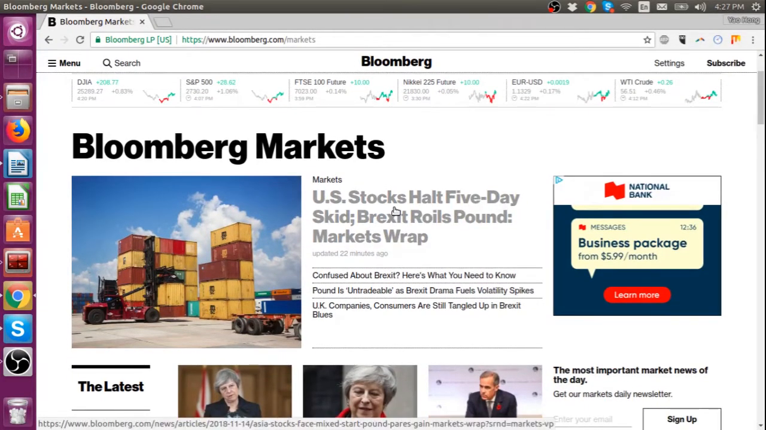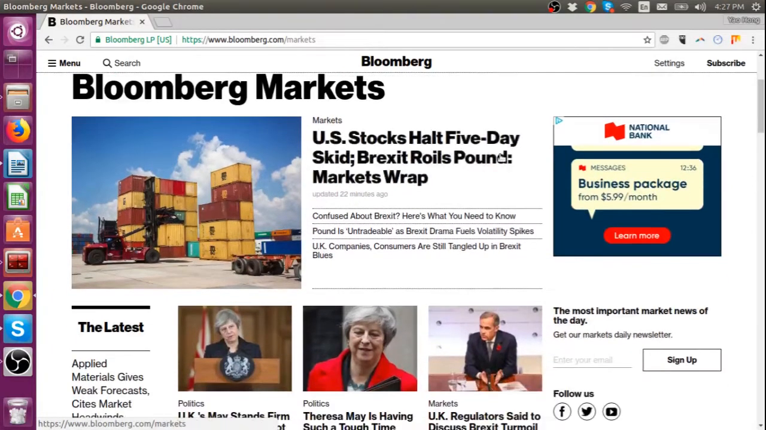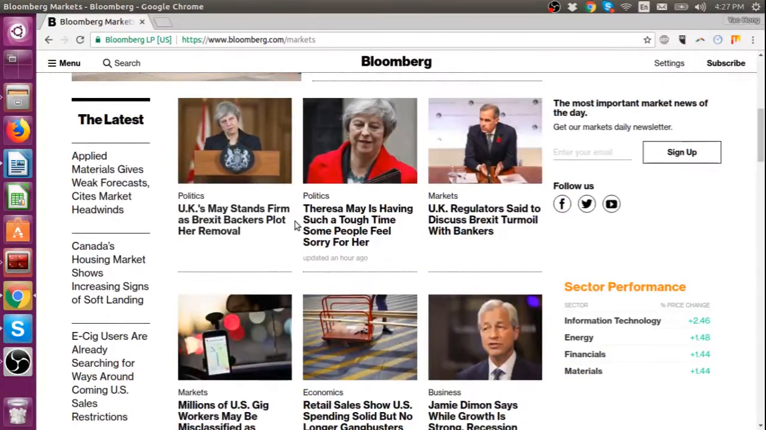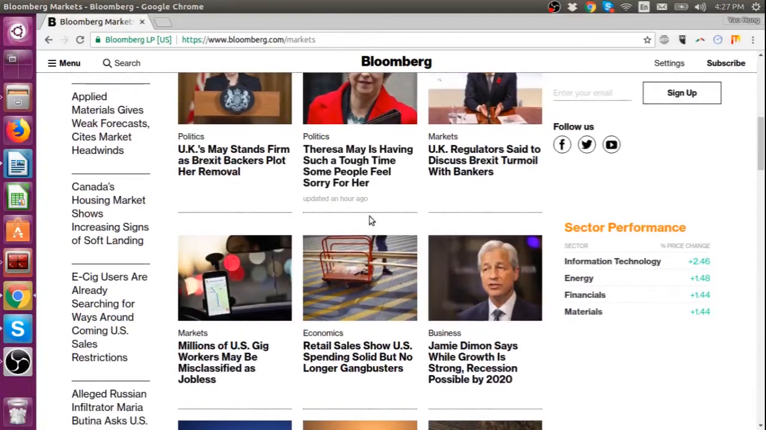Here's what I usually do. Every morning and evening, I'll go through the headlines, like this one here. For example, US stock halt 5-day skid, Brexit rocks pound. This is not really that useful, so I continue just skimming through the headlines. You don't really have to read the articles themselves. What is more important is you want to get a very general picture of how the entire economy and market is doing.